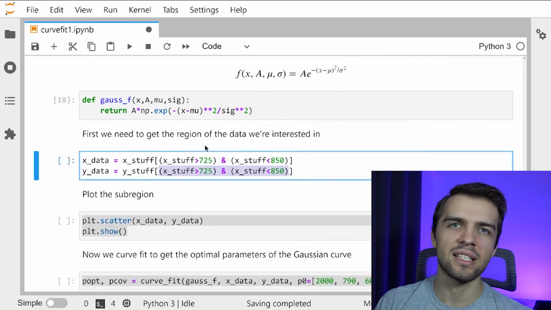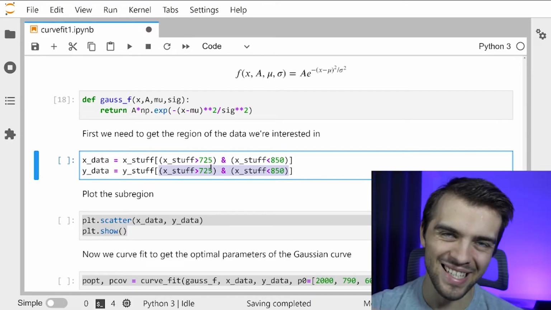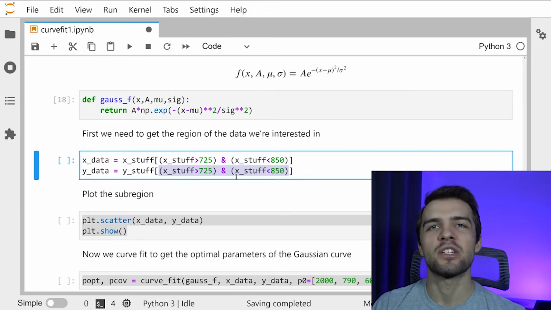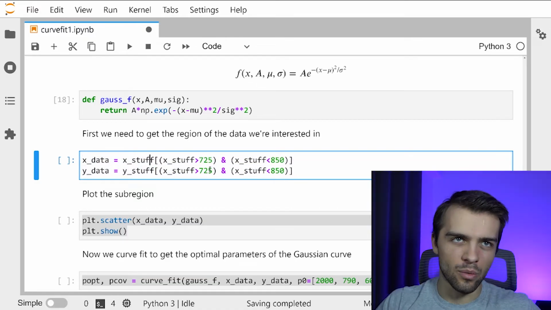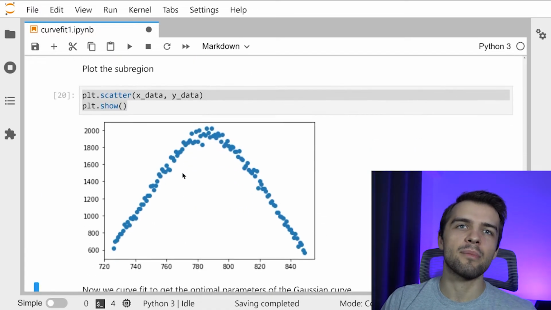If you haven't seen indexing like this, I suggest checking out my basic Python tutorial videos, especially NumPy. And so here I get only the x data and the y data that I want, and I have a subregion of the plot.